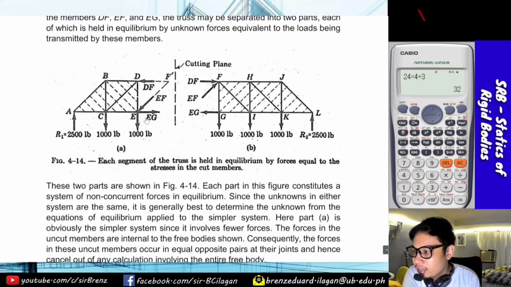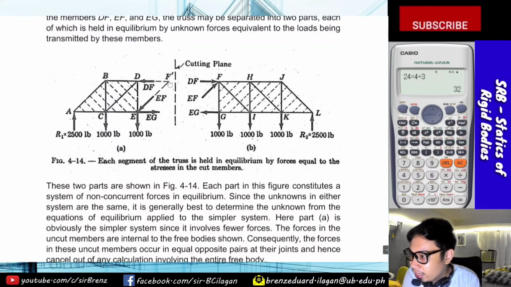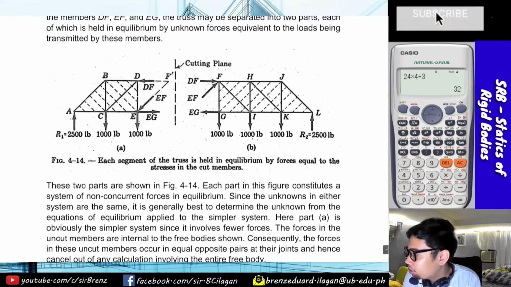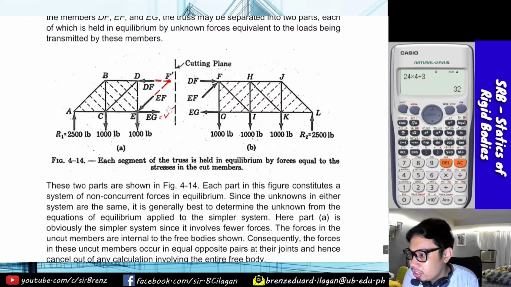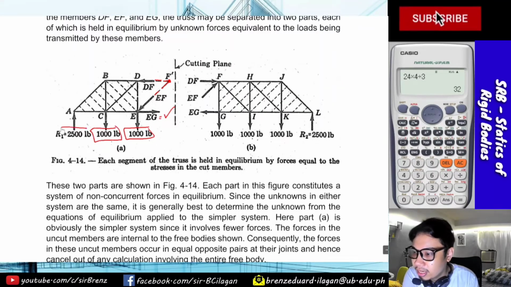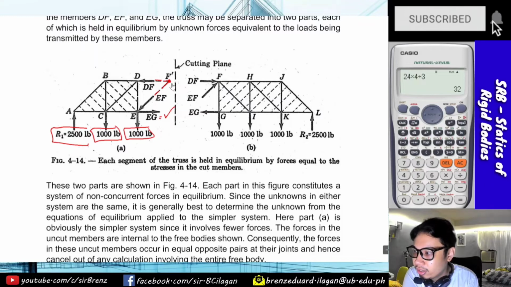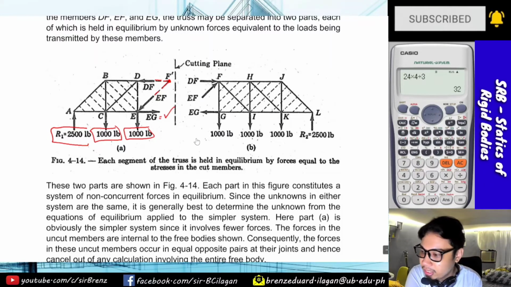Okay? So, para makuha yung EG, ang pwede mong gawin, guys, is mag-moment ka dito sa point F. So, kapag in-extend mo yung line of action ng EF and DF, they will meet at a common point. So, kapag nag-moment ka dyan, makukuha mo yung value ng EG. So, considering these loads, isasama mo siya dun sa summation ng moment at joint F prime. So, mahanap mo yung value ng EG. So, ganun lang yung approach kay method of section.